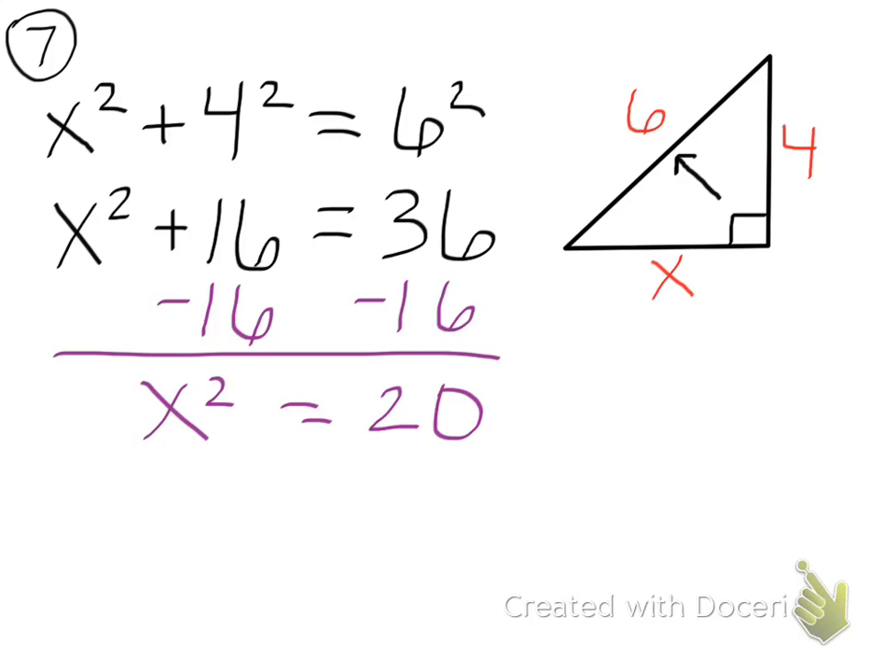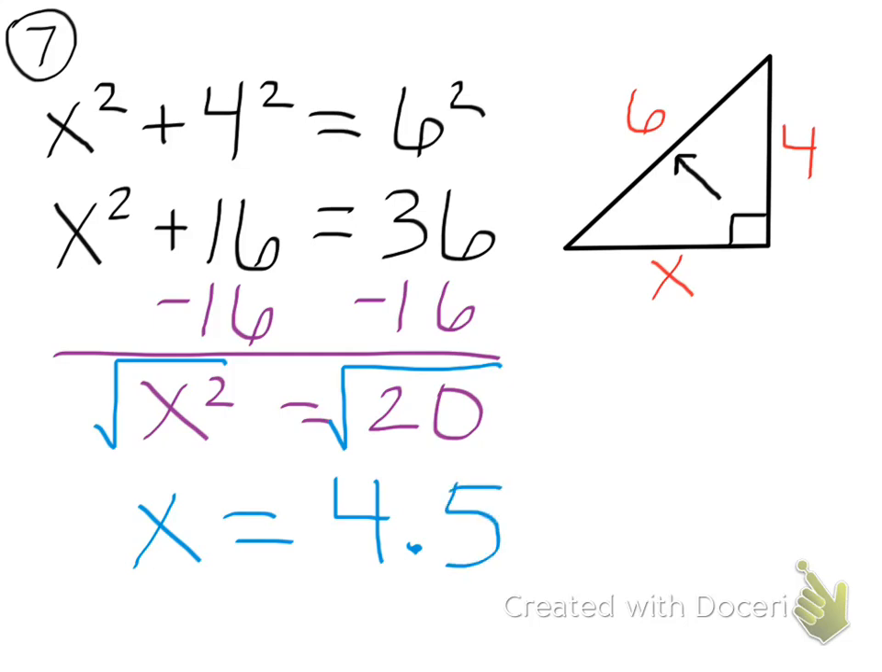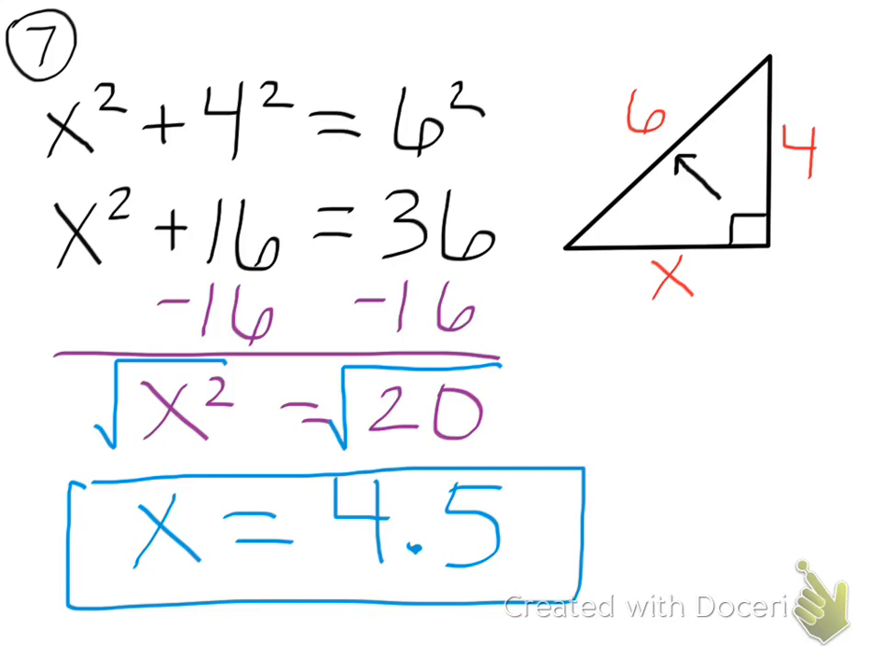To get rid of the squared, our last step is to take the square root on both sides. And x is equal to 4 point, and then we're rounding to the tenths place, so 4.5. Alright, so go ahead and check your work. And then number 8.